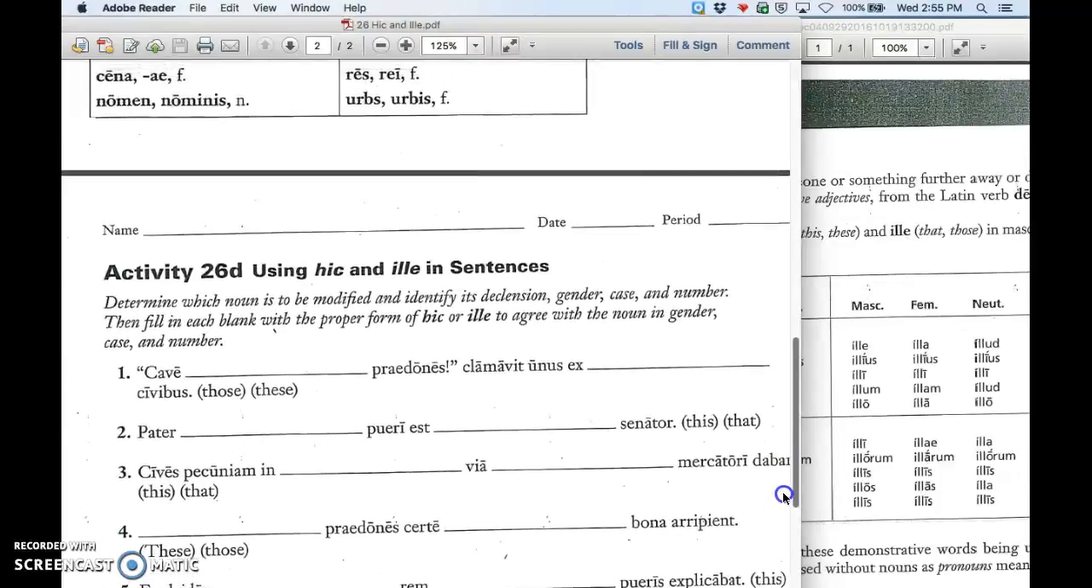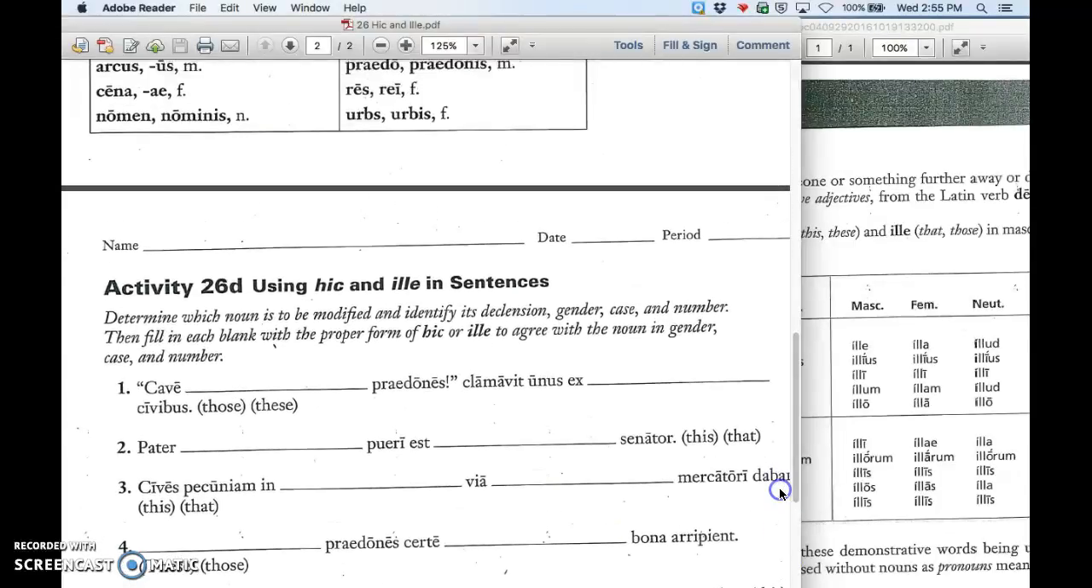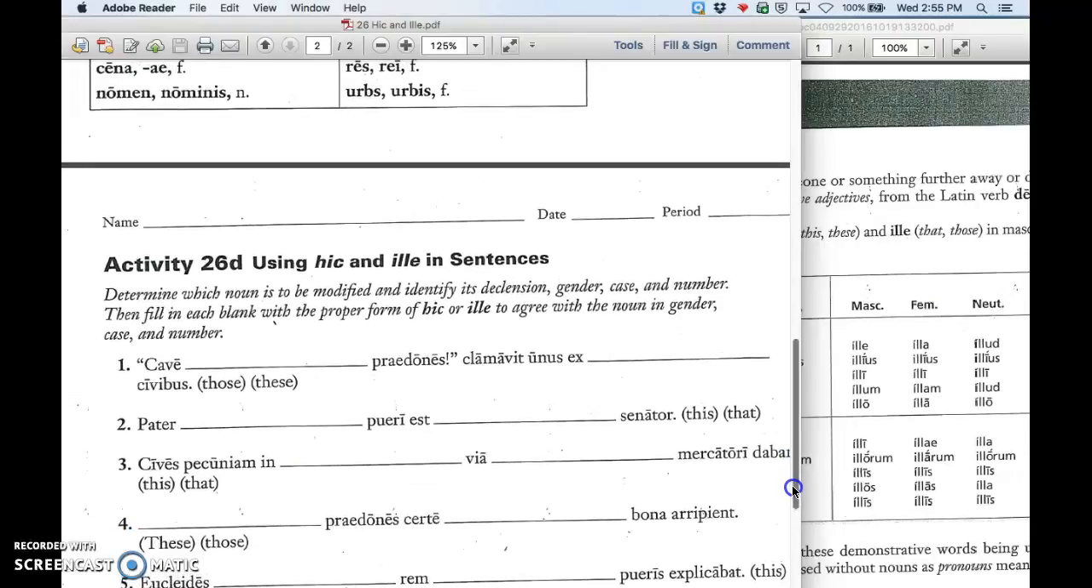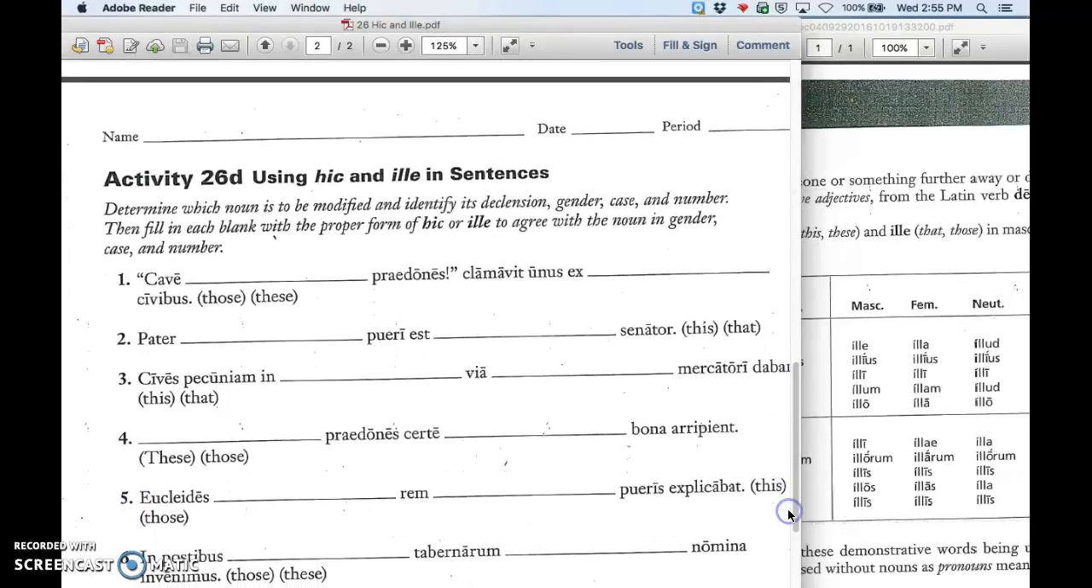And I think we'll do about 4. I think that will be enough of an example here. So I'm going to move it up a little bit, though, so you have some sight here. And in this case, you need to figure out what it's actually describing. Now, the best thing to remember is that hic and ille almost always appear before the word that they modify. So use that to the best of your ability to figure these out.